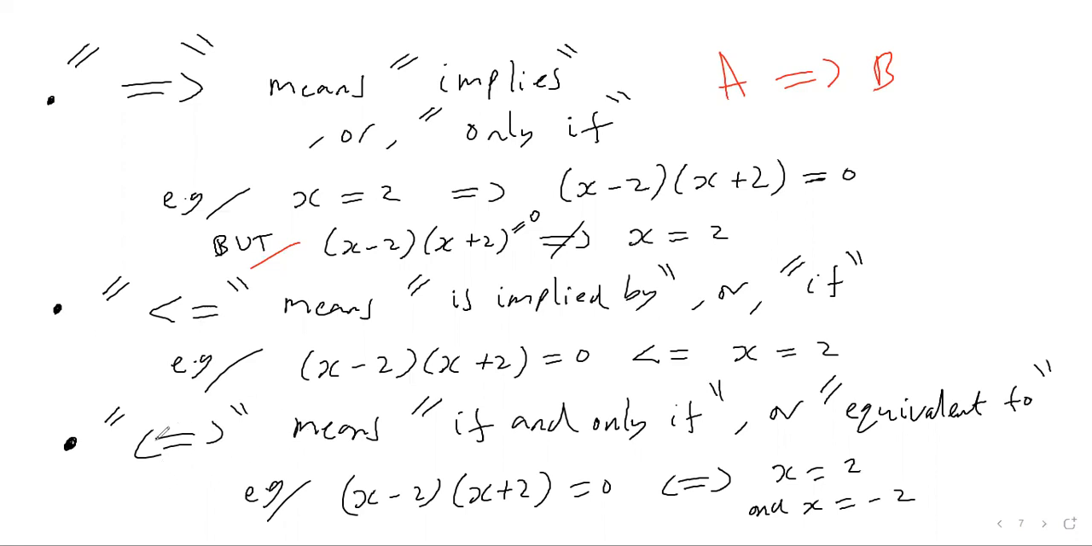And then this final symbol, this double-headed arrow, means if and only if, or equivalent to. In this case, if x minus 2 times x plus 2 is equal to 0, that's equivalent to saying that x equals 2 and x equals minus 2, because those two values are the solutions to that equation. And if you substitute those two values into this equation, you're going to get 0 anyway. So these two statements are equivalent statements. So if that's statement A, that statement is true if and only if this statement B is true, and you can use this symbol to denote that. So that's all of that.